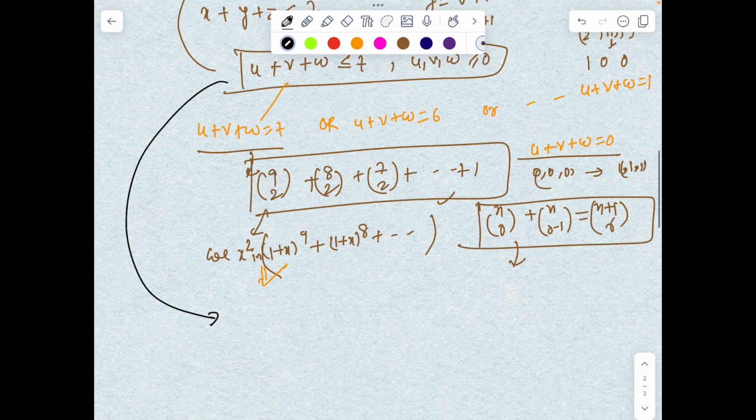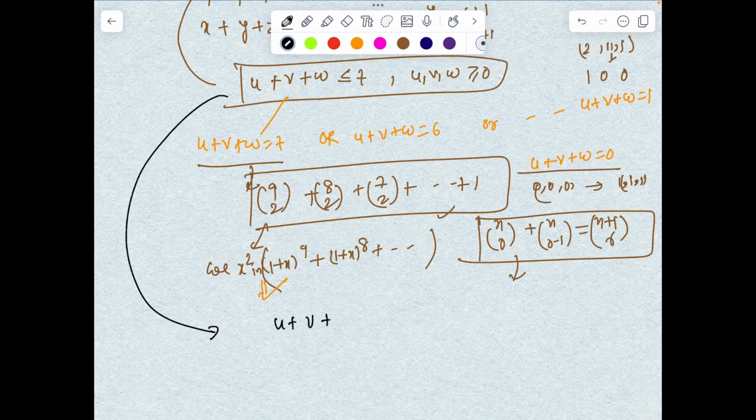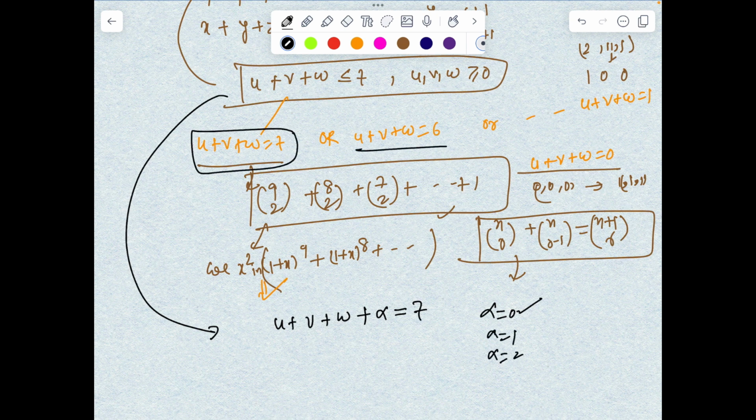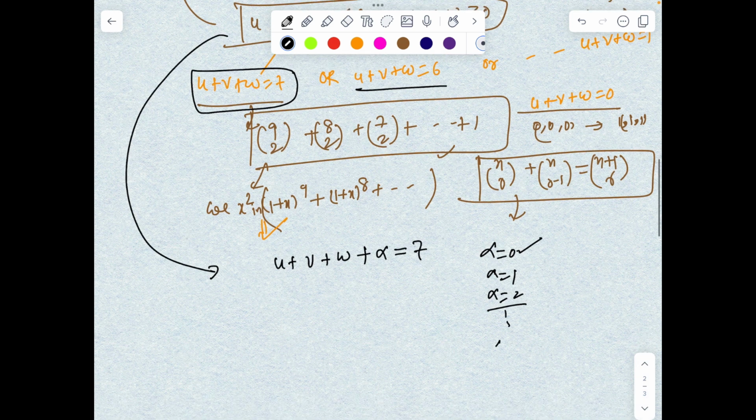I'll give you a smarter solution for this counting. Since u plus b plus w is less than or equal to 7, I know this will be equal to 7 when we add something, let's say alpha. Now when alpha equals 0, it will give this case. If alpha equals 1, I'll get u plus b plus w is 6, alpha equals 2 will give 5, and alpha equal to 7 will give the last case.